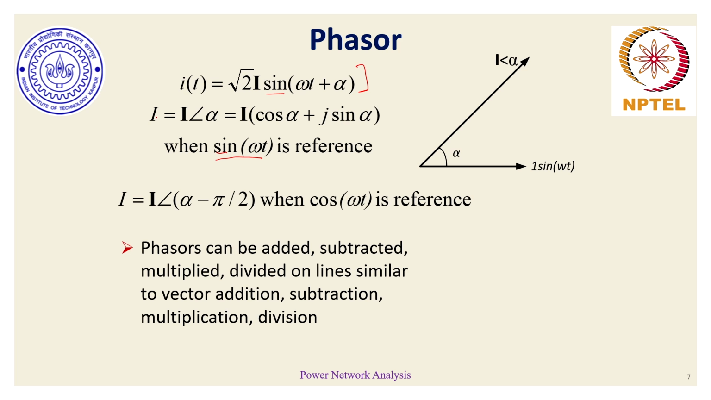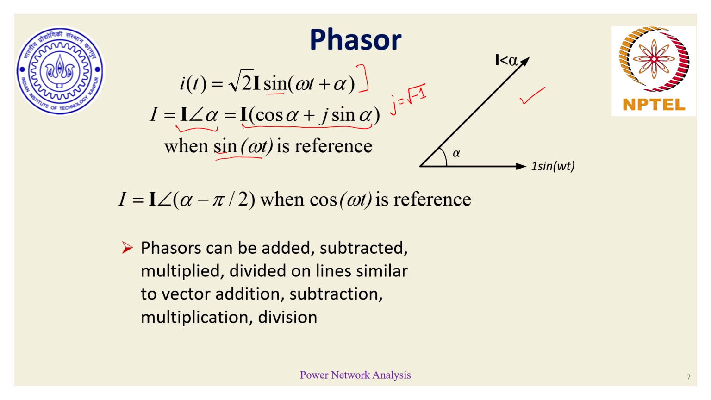So our phasor notation here, with the arrow not being marked, is nothing but capital I at an angle alpha, which is basically the polar representation of a phasor. It can also be expanded as I cos alpha plus j sin alpha, where j is the complex operator defined as square root of -1. And we can represent or draw the phasor, which is I at an angle alpha, in this particular form when omega t acts as a reference.